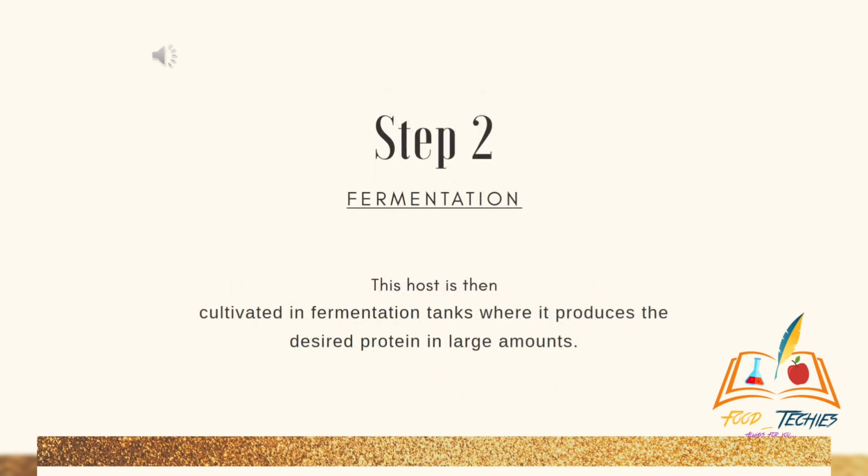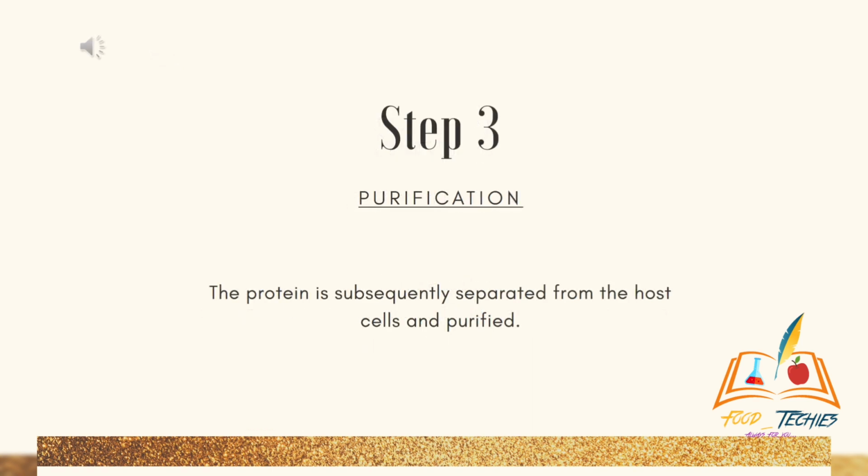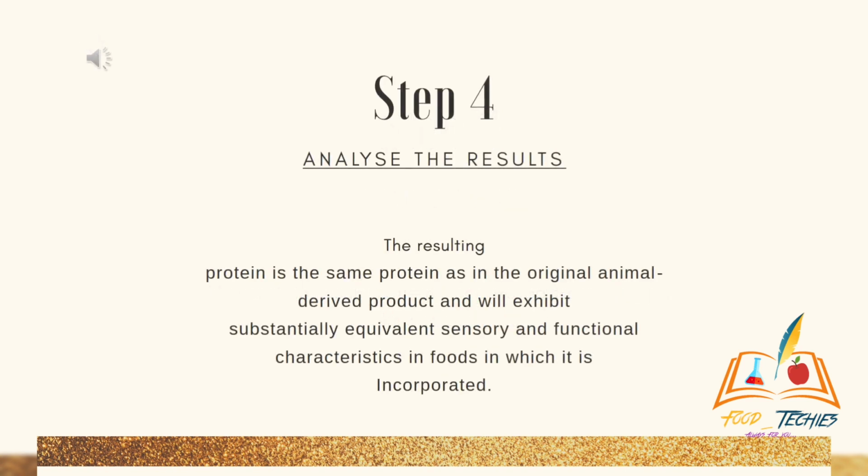Step 2 is fermentation. This host is then cultivated in fermentation tanks where it produces the desired protein in large amounts. Step 3 is purification. The protein is subsequently separated from the host cells and purified. The last step in this method is analyzing the results. The resulting protein is the same protein as in the original animal-derived product and will exhibit substantially equivalent sensory and functional characteristics in foods in which it is incorporated.